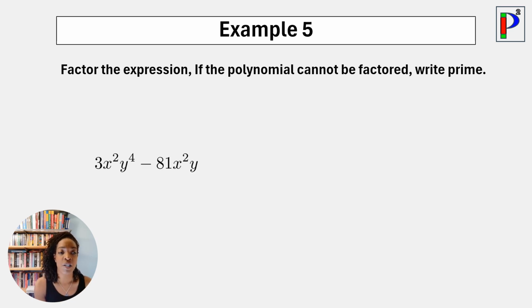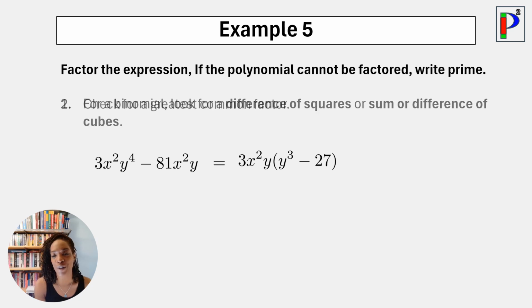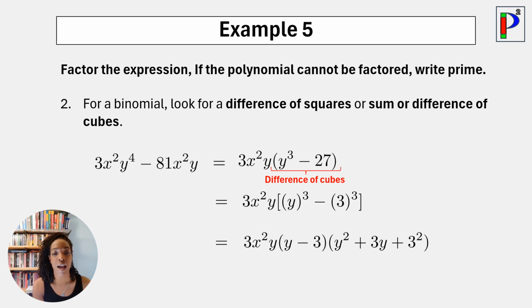Well, let's look for our GCF first because I can see it right away. 3x squared y is coming out, and then I have y cubed minus 27. I have two terms, and I just said y cubed, so I'm looking for a sum or difference of cubes. Absolutely works here. I can rewrite it if I want to, or I can just drop it right into my formula, keeping my 3x squared y outside. Okay, I'm moving fast because at this point, we know the methods, we're just applying them.